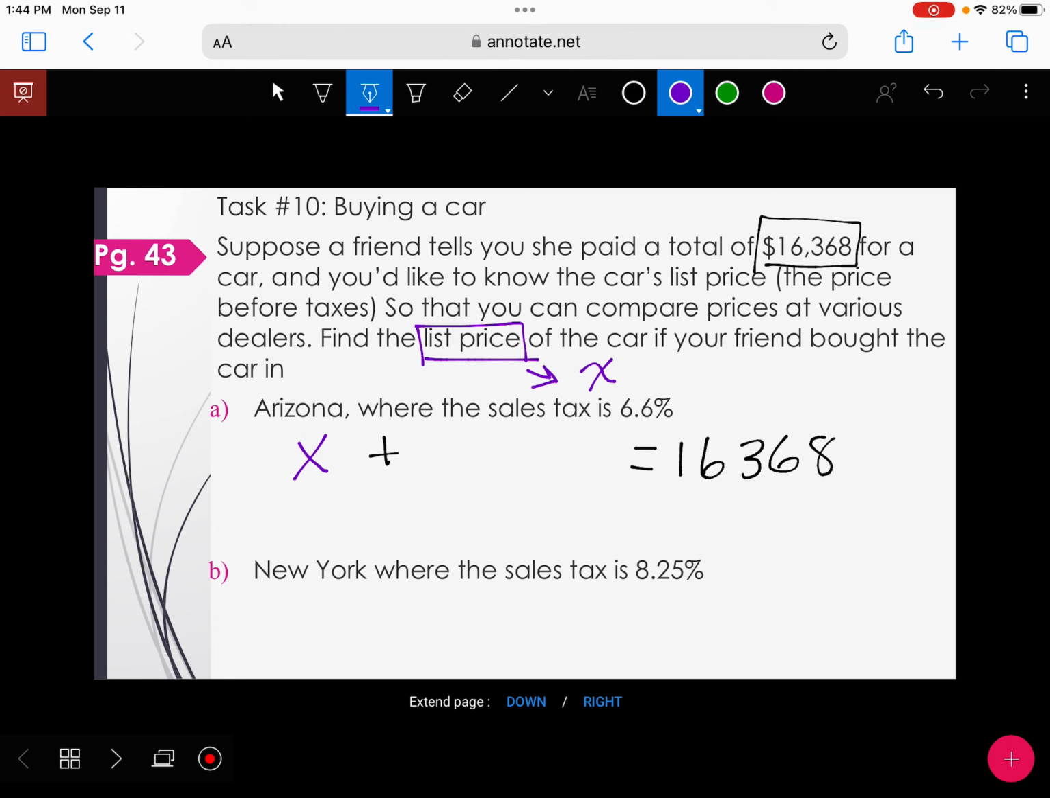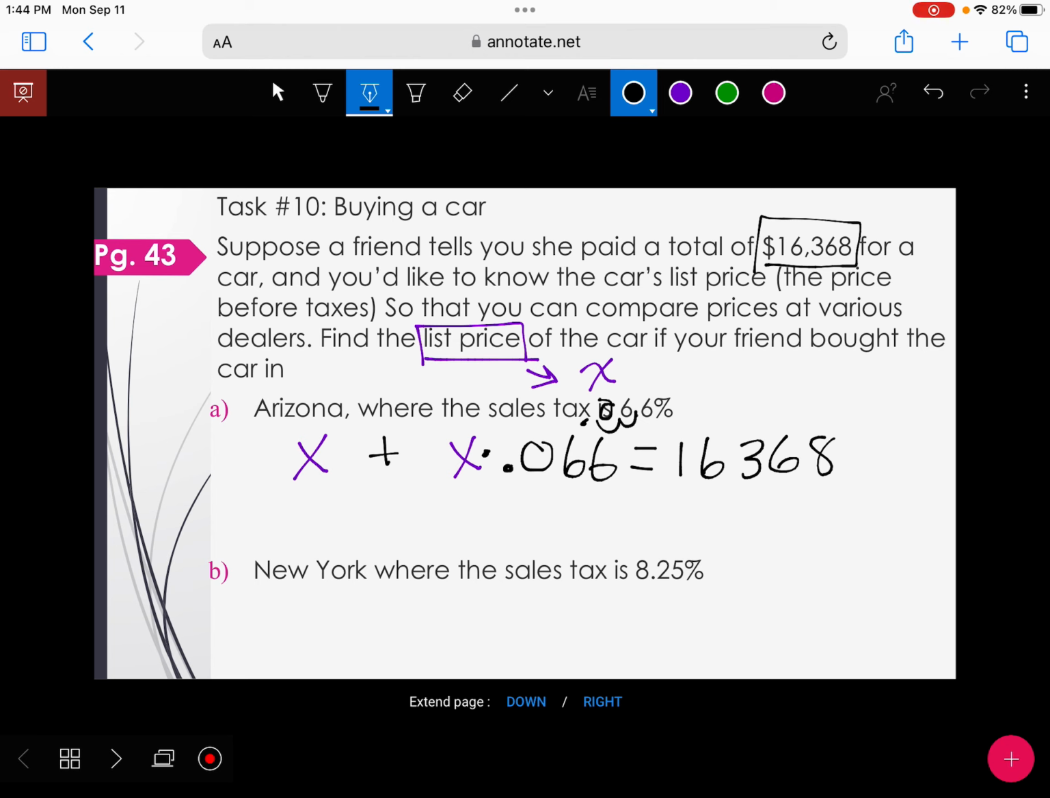We're going to multiply the cost times what? 6.6%. Is it just going to be times 6.6? Times what? 0.066. Two spaces, move the decimal point. So we're going to have x plus x times 0.066 equals this. That means with the tax included, it costs that.